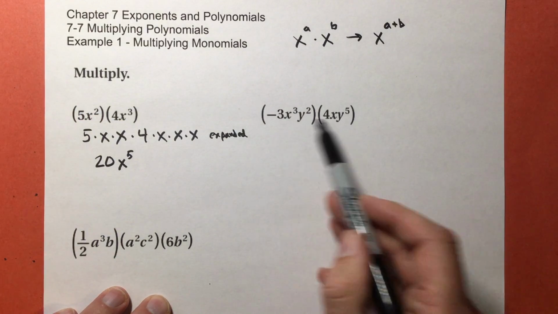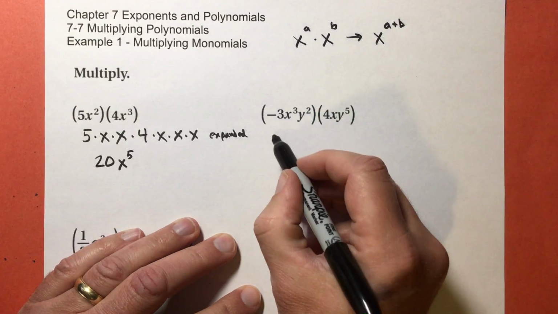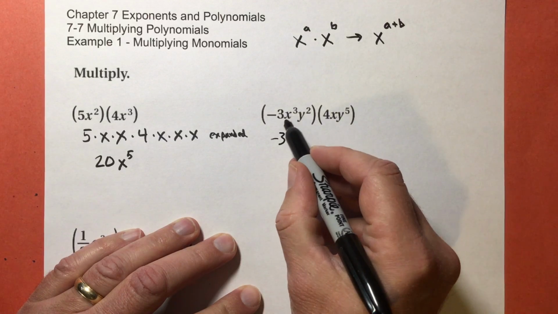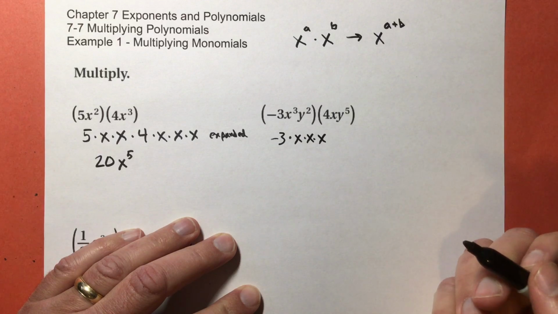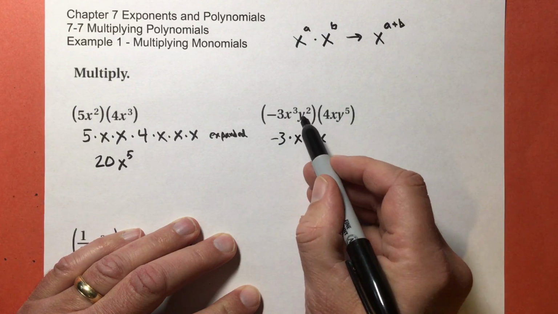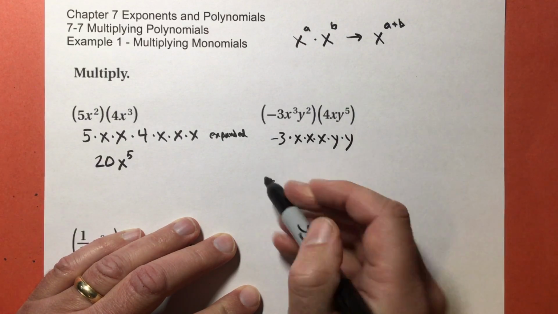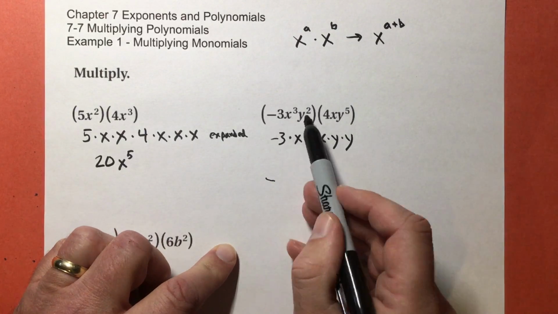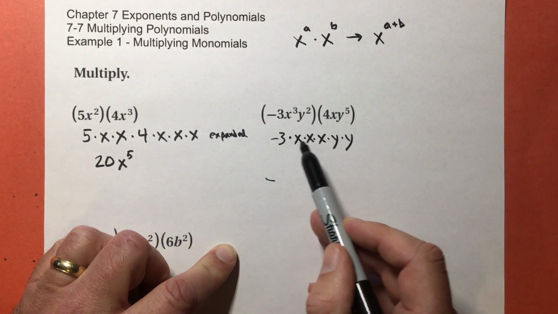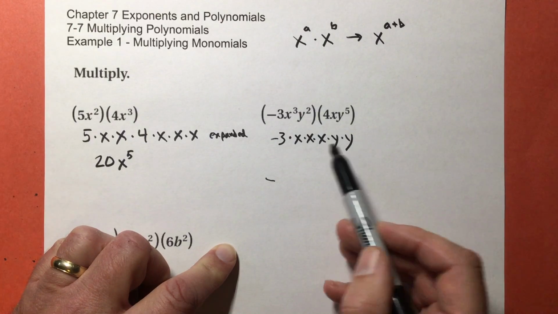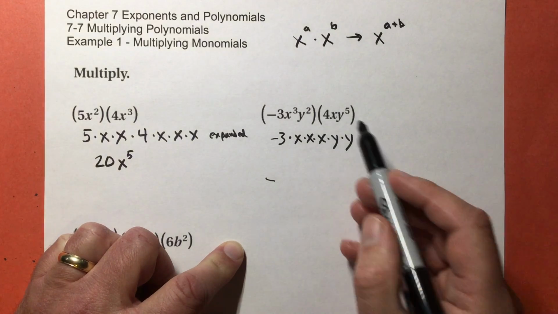I'm going to write this one out. I'm going to expand it, but then I'll do it with the shortcut. So I've got negative 3 times x to the third power. So that's 1, 2, 3: x times x times x, times y to the second power: y times y. All of this is expanded into negative 3 times x times x times x times y times y. And honestly, you can probably tell why we use exponents, because it's easier to write than this.